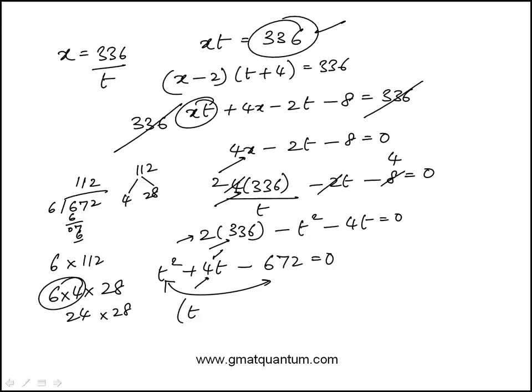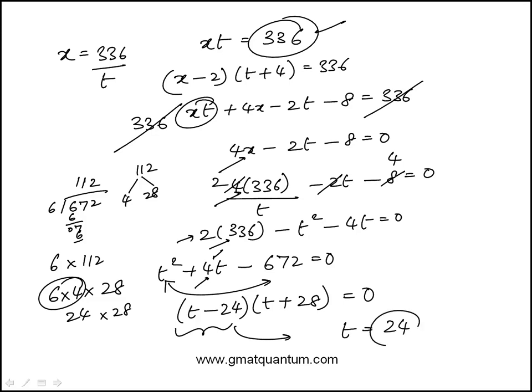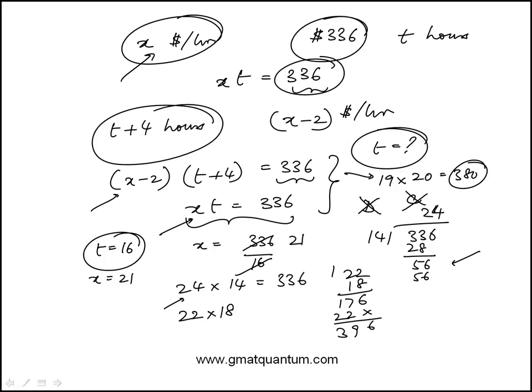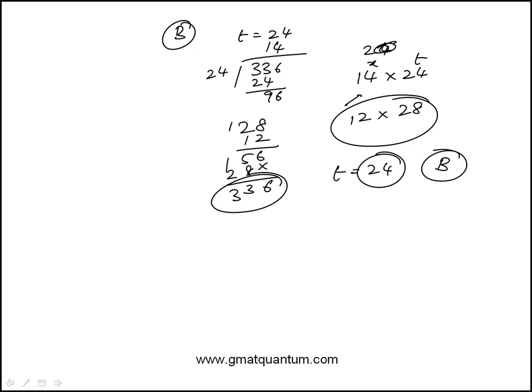So it would be T minus 24, T plus 28 equal to 0. This is the only one that gives us a positive root, T equal to 24, and we get this answer. So yeah, I mean, this was also pretty involved, and I think in this problem, the approach we took of using the answer choices was faster. So to recap, the answer is T is equal to 24, choice B.